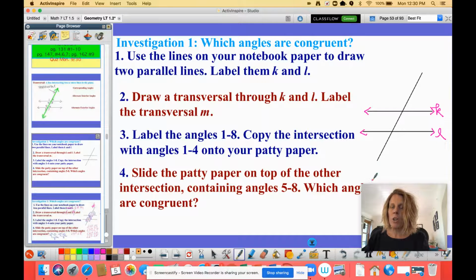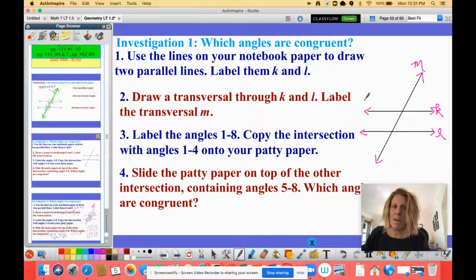Now you're going to draw a transversal, and it's really important that you use a straight edge for this. You're going to draw this transversal that goes through lines K and L, those parallel lines, and you're going to label this... sorry, M. We already had K. You're going to label the transversal M.